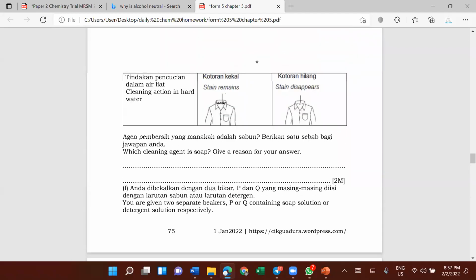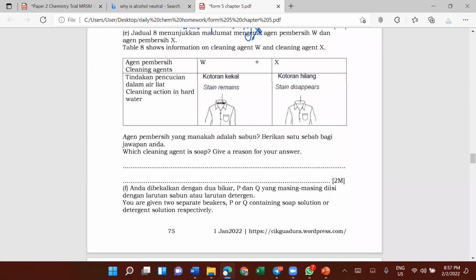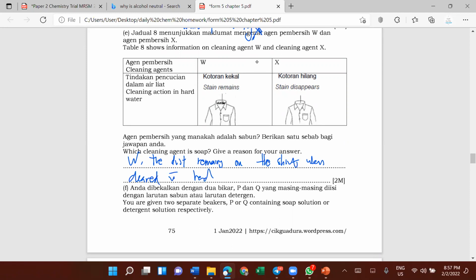Which one is soap? Okay, Hurin, why? The dirt remains on the shirt when cleaned with hot water. Correct, simple answer. The dirt remains on the shirt when cleaned with hot water. Good job. So we notice it's simple questions.